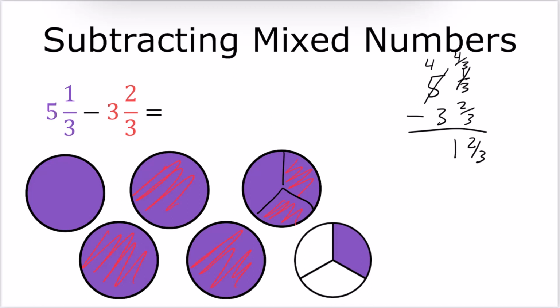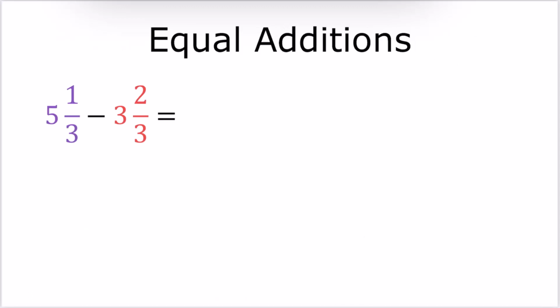So that's one way you can subtract mixed numbers, even if the fraction in the first mixed number is smaller than the fraction in the second mixed number. But another way you could also solve this problem is with the equal additions method that we learned when we were talking about how to do mental math with whole numbers.